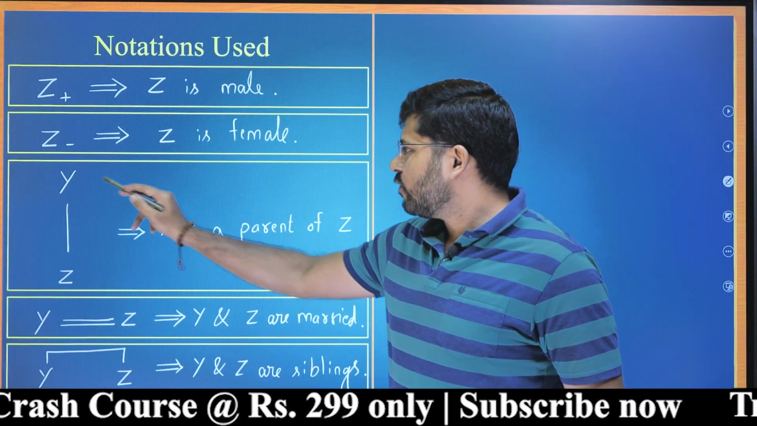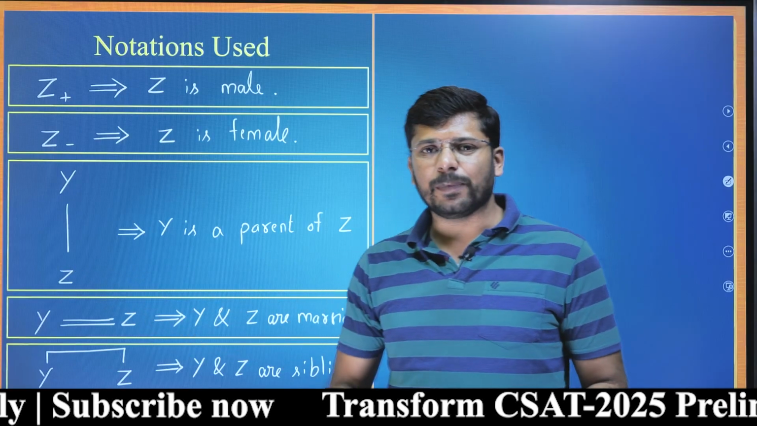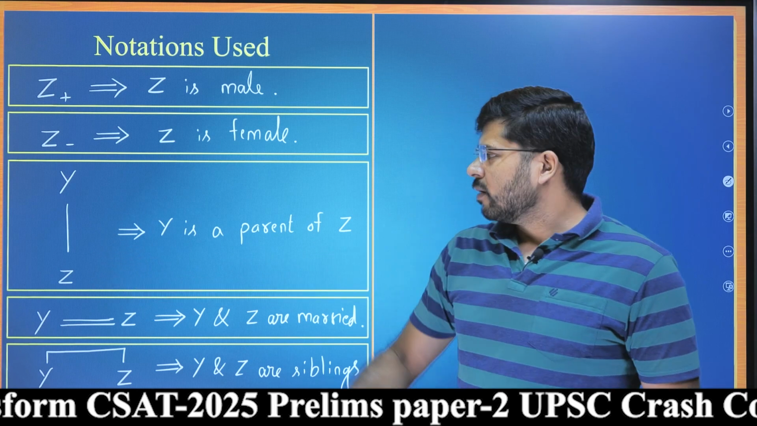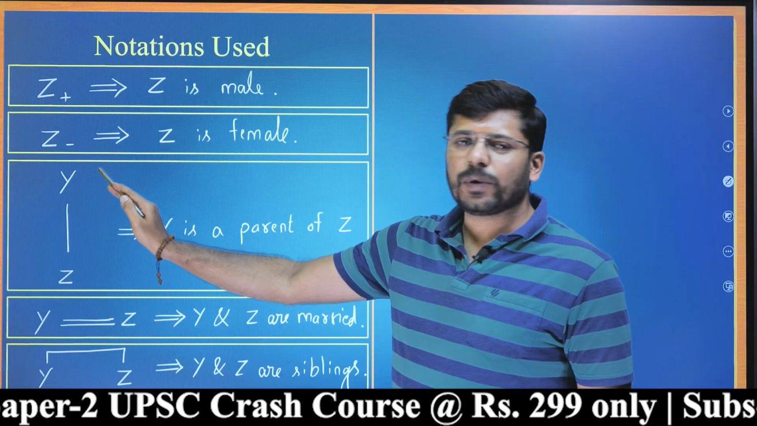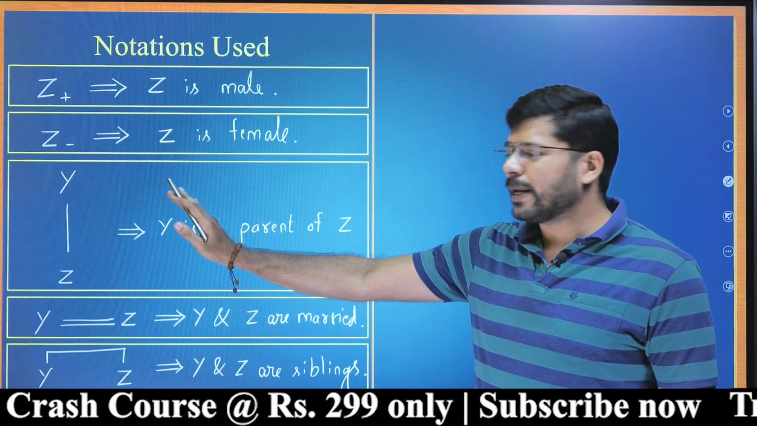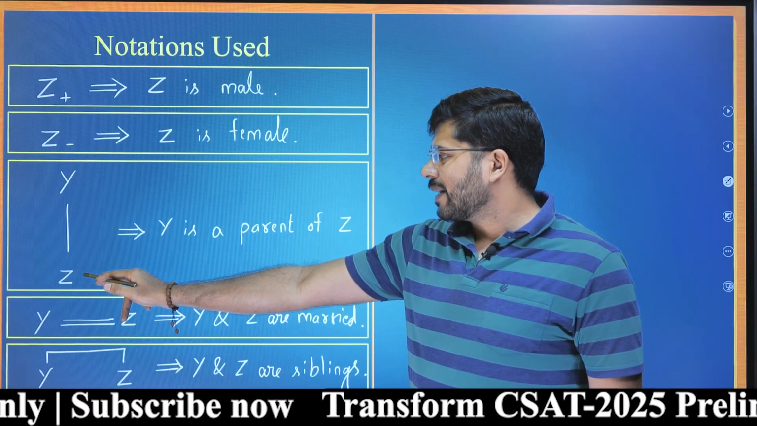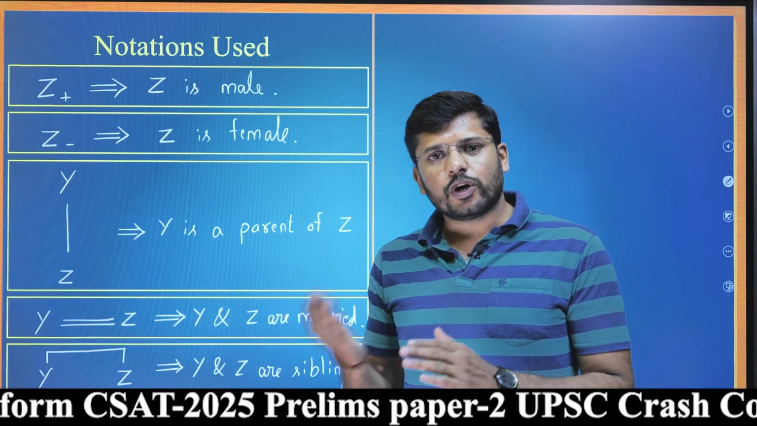Then if I write Y and draw a vertical line, and below the vertical line I write Z, it means that Y is the parent and Z is a child. There is no plus or minus sign here, so Y is only a parent. Y can be a father or a mother. There is no plus or minus sign in front of Z, so Z can be a son or a daughter.